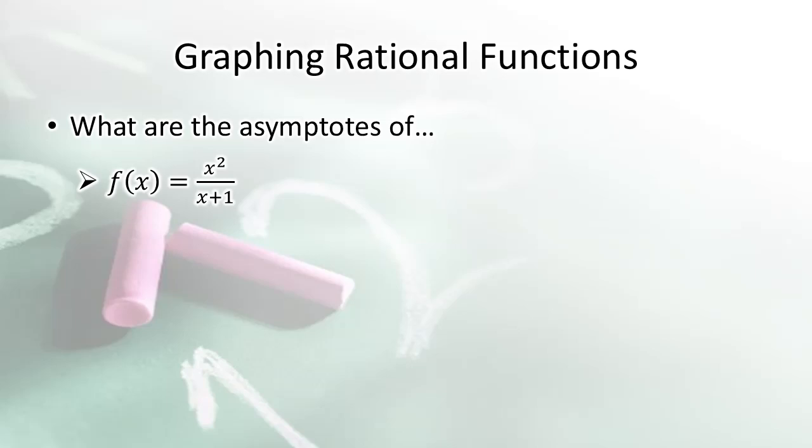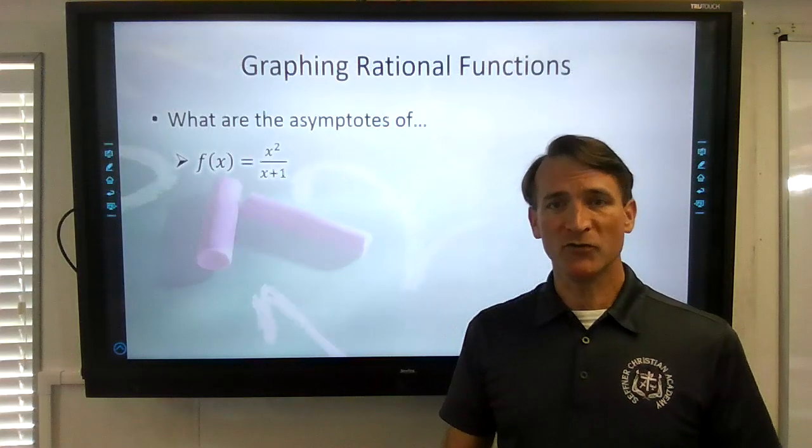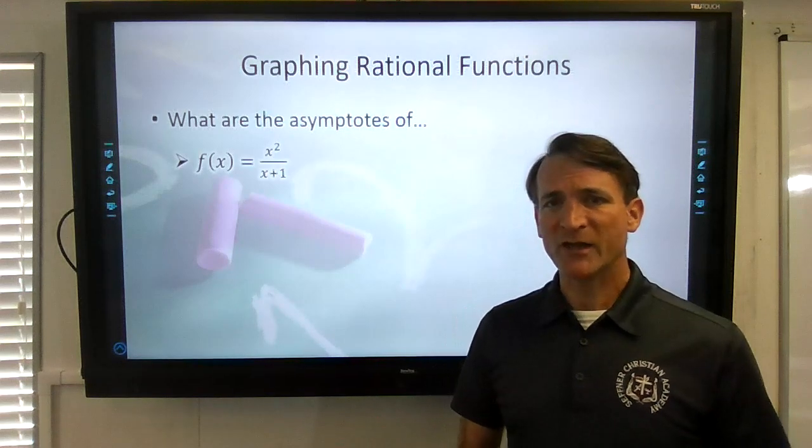If f of x is equal to x squared over x plus 1, where are the asymptotes? I'm looking for both the horizontal and the vertical asymptotes. Go ahead and pause the video until you are ready to answer, and then you can start it up again. So we'll begin with the horizontal asymptote. It doesn't really matter which one you do first. I'm going to start with the horizontal asymptote.